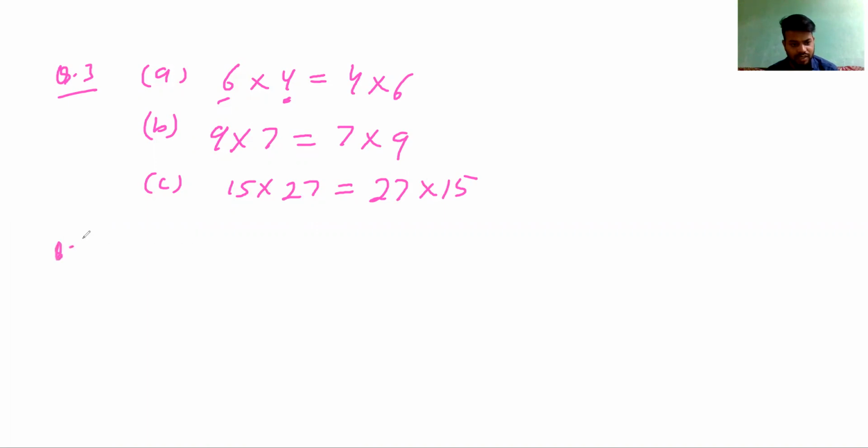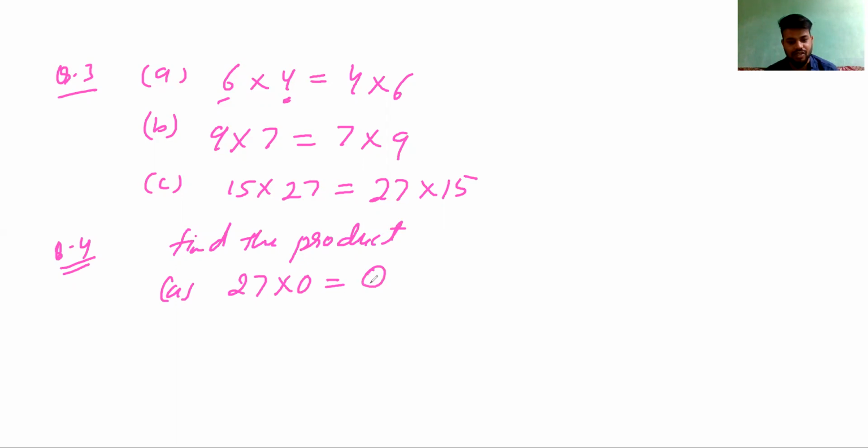Now let us do question fourth. Find the product. 27 multiplied by 0. Any number multiplied by 0 is 0, and any number multiplied by 1 is the number itself. So you are going to do this. I'm not going to explain this.